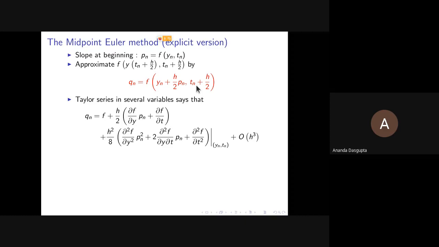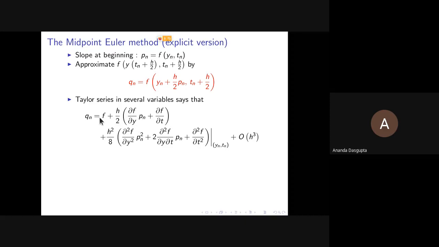Yn, if I know f at yn comma tn, and f is a known function, so if I give it fixed arguments, I always can figure that out. So what is it going to be? It's going to be f at yn comma tn. By the way, this entire expression that you see here on these two lines is being evaluated at the beginning of the interval at yn comma tn.